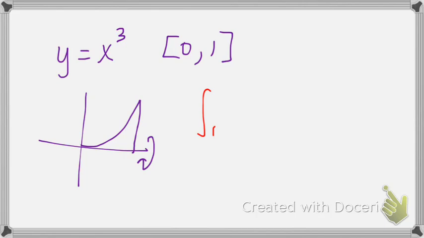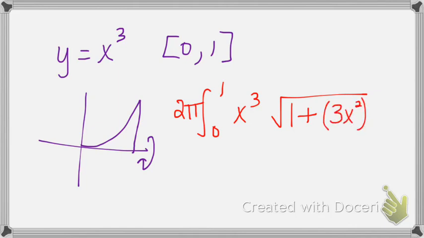Alright, so we have the integral from 0 to 1, 2 pi, times the equation, so x to the third, times the square root of 1 plus the derivative of the equation, squared. And if you work that out, you should get 3.563.